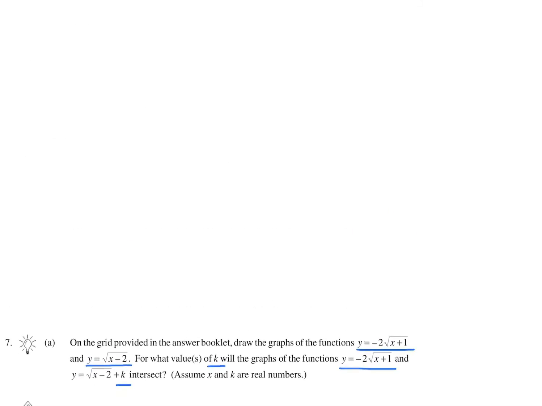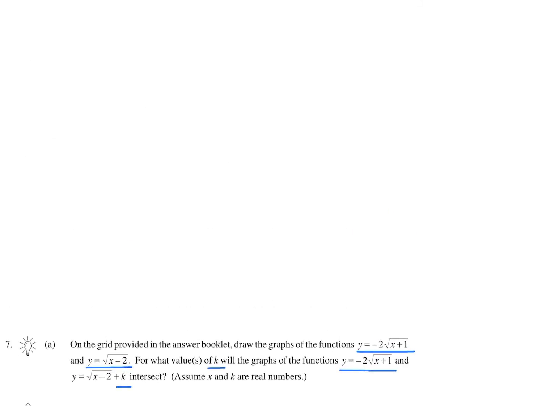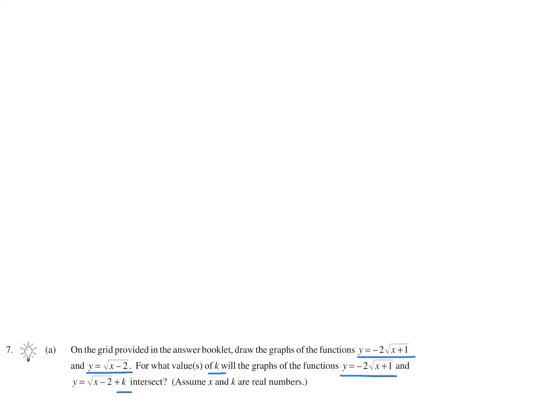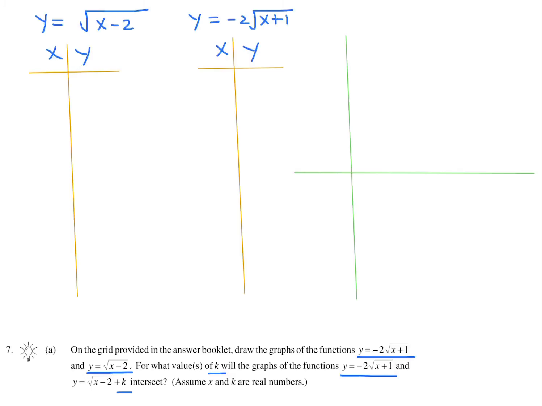Okay, do they tell us what range? They don't give us a range, so I guess we just have to start with 0 or whatever makes this graph 0 and then go from there. All right, no problem. So let's make a table first and start filling it out, and then we'll draw the graph. Okay, let's fill this out.